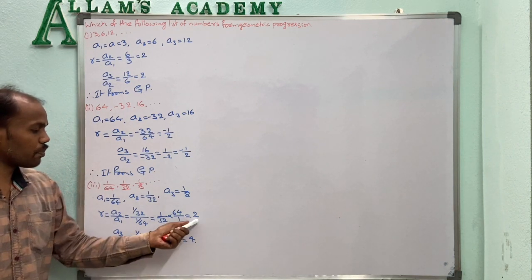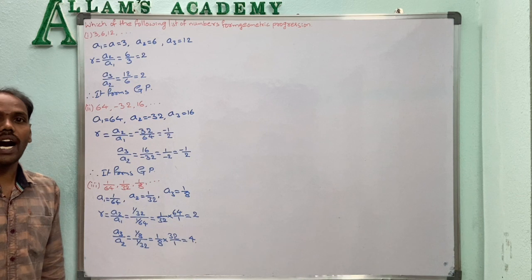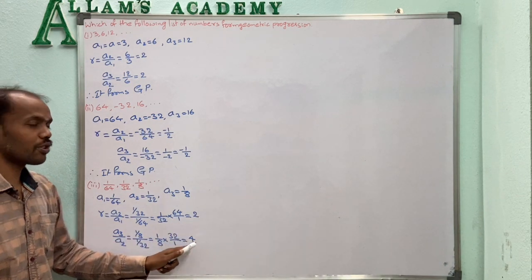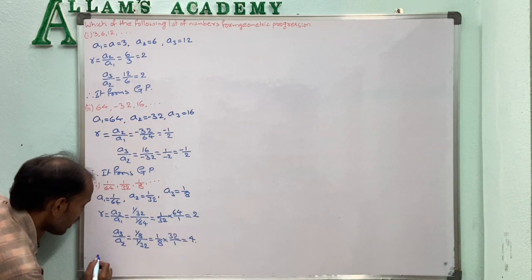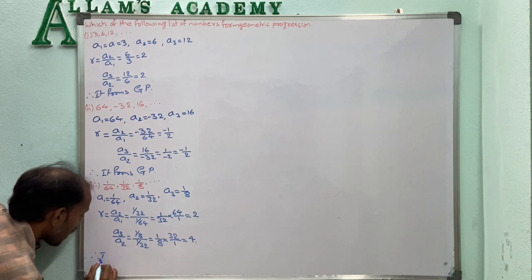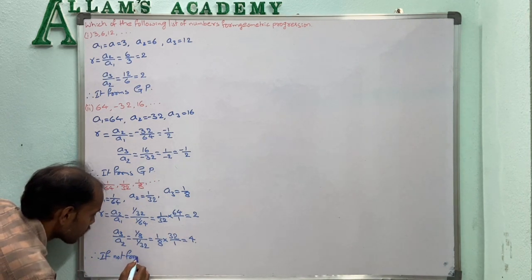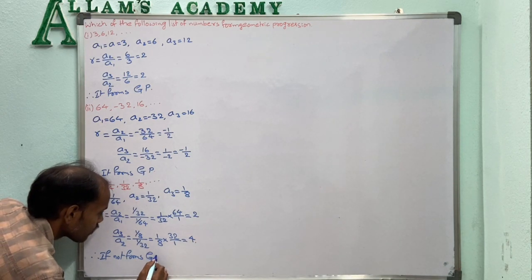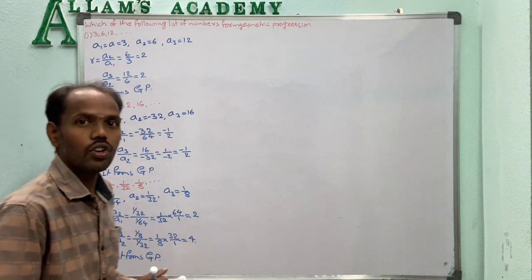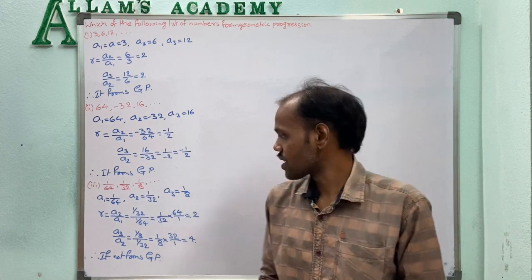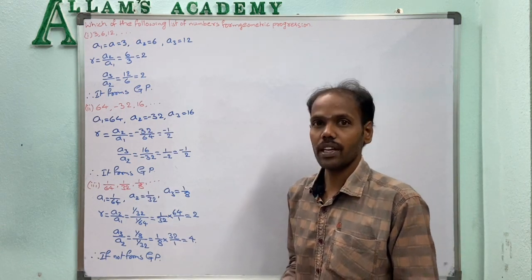If we observe both, the common ratios are different, 2 and 4. So therefore it does not form a geometric progression. Okay, so the given information does not form a geometric progression.